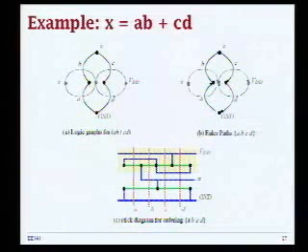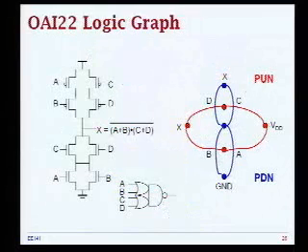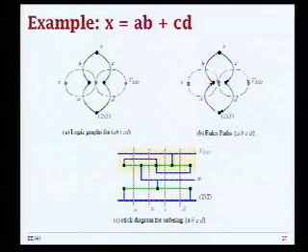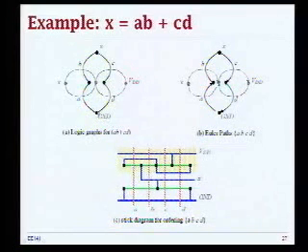Here's another example of a function AB plus CD. I think this is the one similar to this one. So basically, you construct a logic graph for this one. So you have (AB plus CD) bar. So you have AB or CD, and then you have all this intermediate node. You construct the PMOS, and then you have this sequence ABCD for the correct, consistent Euler path.